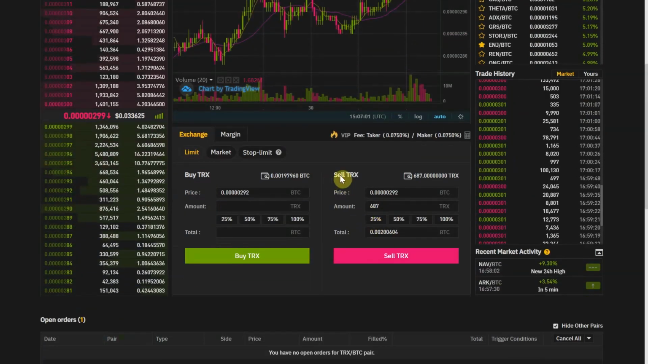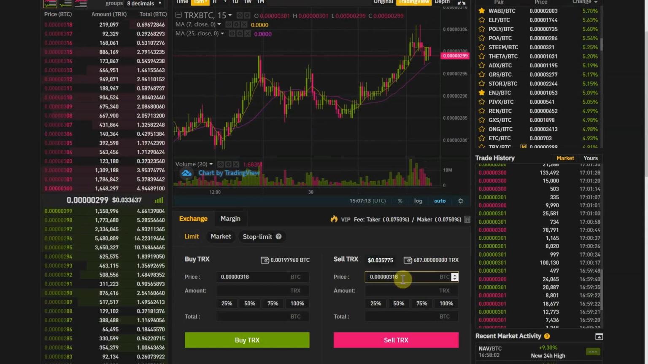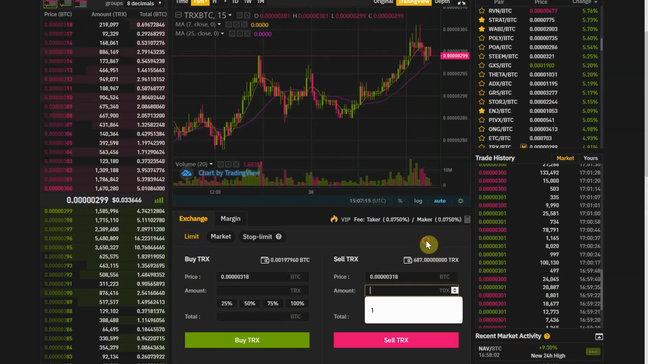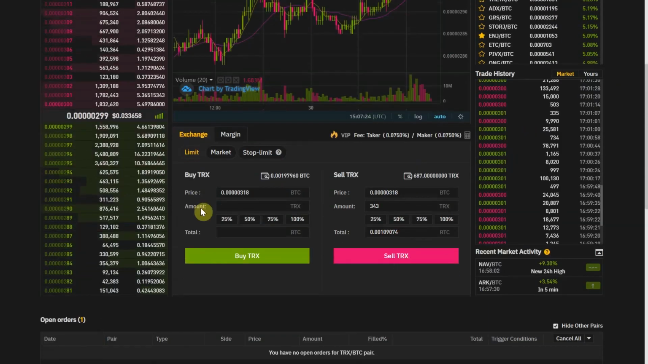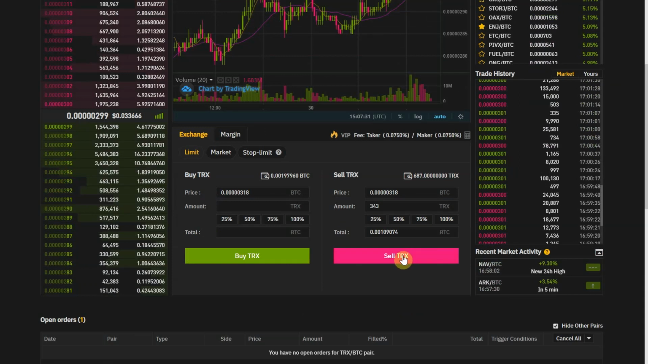Again, if you wanted to sell, it's the same exact thing. Let me say, okay, I want to sell at this price. And how much do I want to sell? So I have this amount of TRX, and let's say I want to sell this amount of TRX at 318. Again, it's okay to place these orders because it's going to take a long time before it gets there, so I'm not going to sell my positions. That's it. Sell.